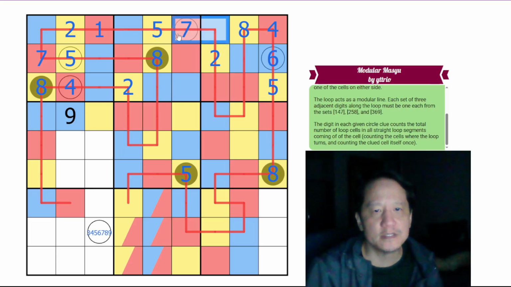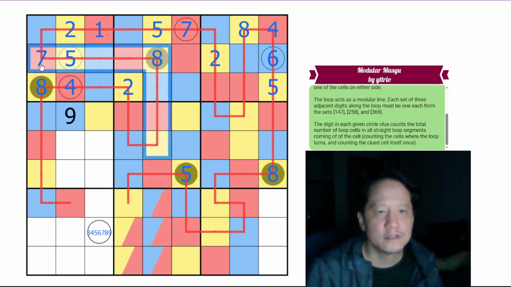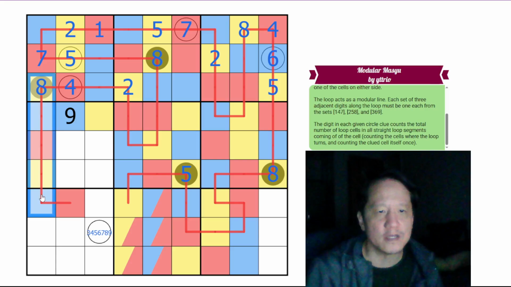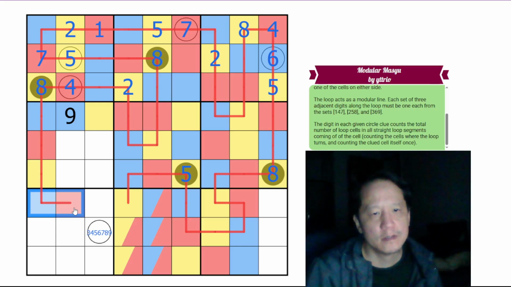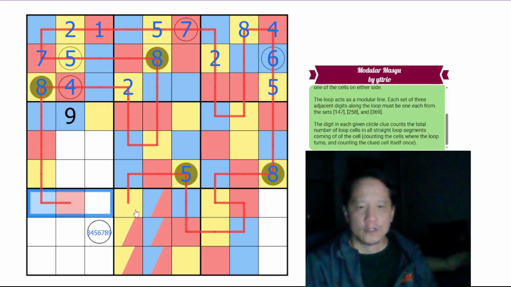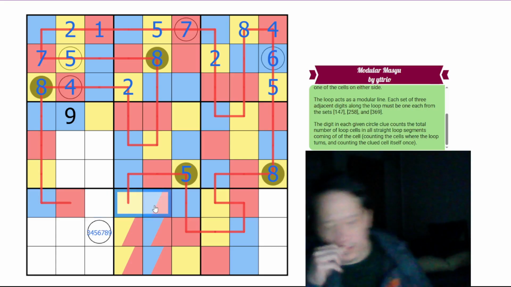So again, this sees 7 cells straight. This sees 6 cells straight. This sees 8 cells straight. This sees 5. This sees 8. Sees 5. Sees 4. Sees 8. Blue, red, yellow. So this either, it could go here too.